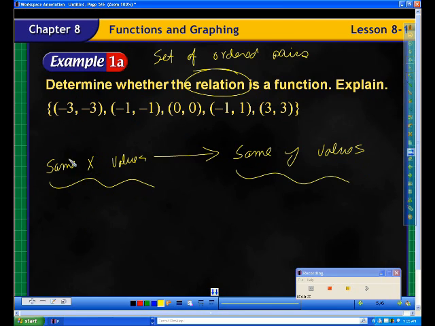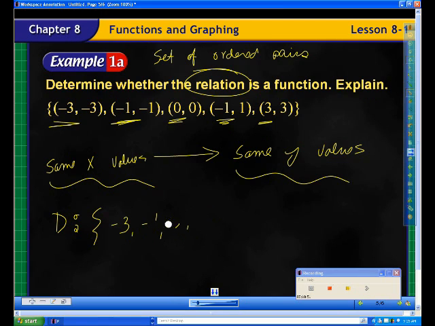So let's take a look at what our domain is here. We've got a -3, a -1, a 0, a -1, and a 3. Remember our domain. It's not asking me to write this out, but I'm just going ahead and writing it so we can see it. So we've got a -3, a -1, a 0. I don't have to write that -1 again because I've already written it as part of the domain, and a +3.